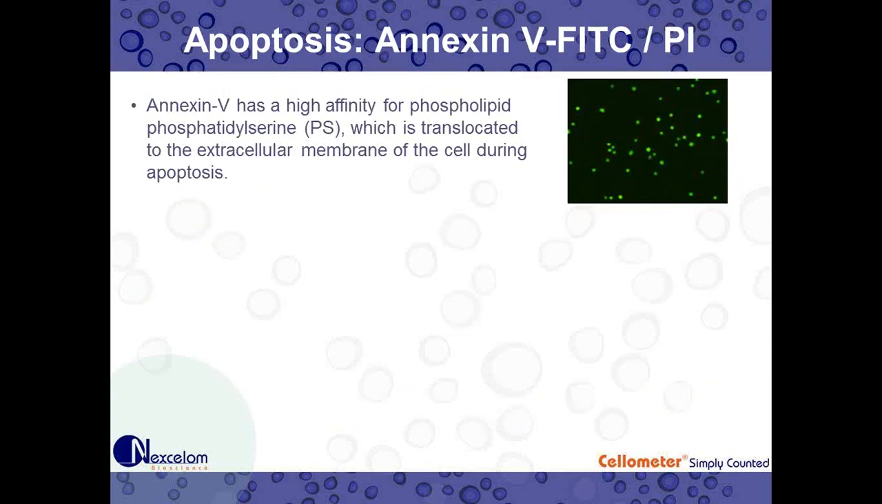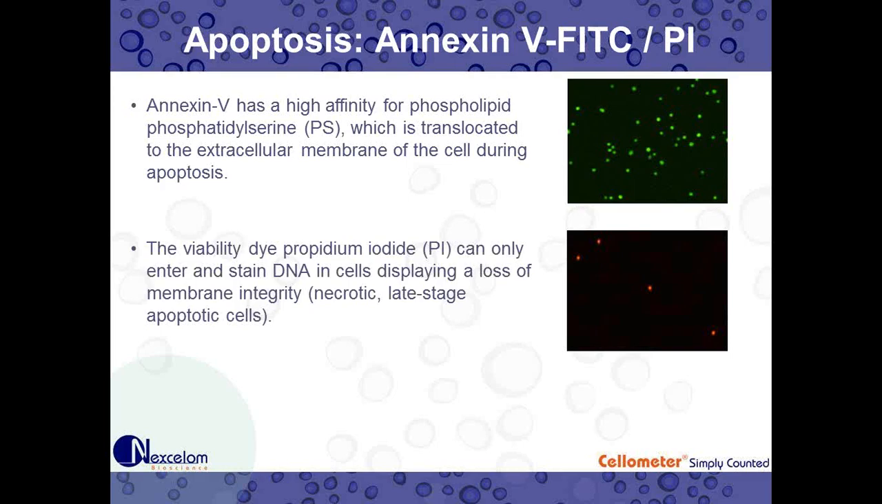So to perform the Annexin V-FITC PI assay, we use two things. Annexin V has a high affinity for phospholipid phosphatidylserine, which is translocated to the extracellular membrane of the cell during apoptosis. And then propidium iodide dye can only enter and stain DNA in cells displaying a loss of membrane integrity, either due to necrosis or very late-stage apoptotic cells.